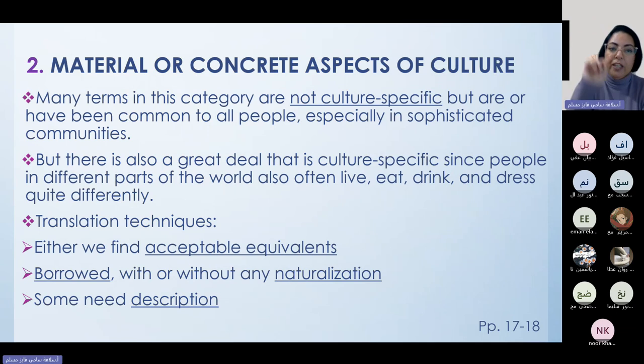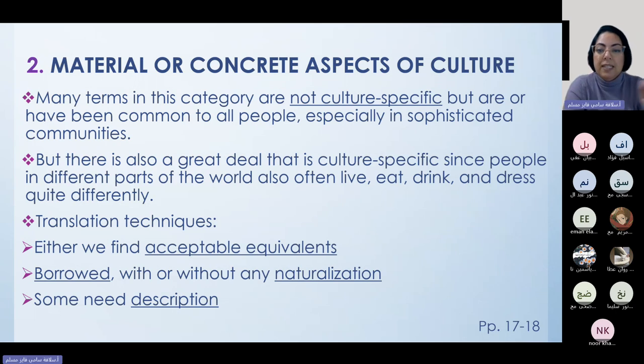Okay? The second one is material or concrete aspects of culture. أسماء المباني, أسماء المواقع. These are concrete aspects. Many terms in this category are not culture specific, يعني it's easy to find an equivalent for them. Some have culture specific things. يعني لما طلعوا ناطحات السحاب, skyscrapers, we didn't have skyscrapers in the Arabic language before. So we borrowed it. Then we introduced our own equivalent when we started building these skyscrapers.